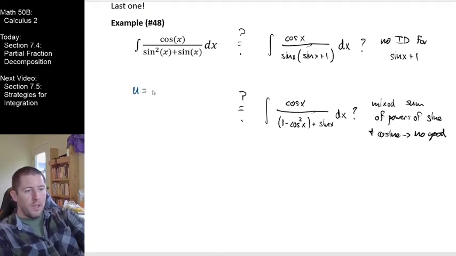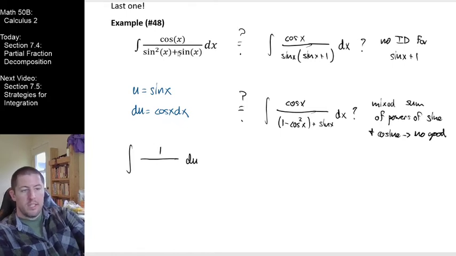What if we did a u sub? If I picked u to be sine, then du is going to be cosine x dx. And look what we end up getting here. It looks like we're going to end up getting cosine x dx. That's just du. And it looks like in the denominator, we're going to get a u squared plus u.